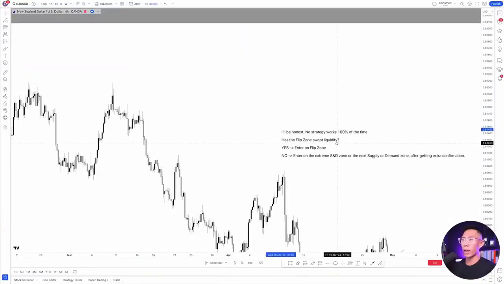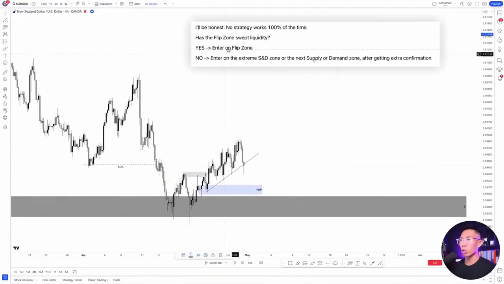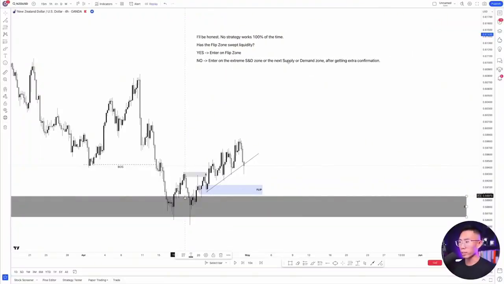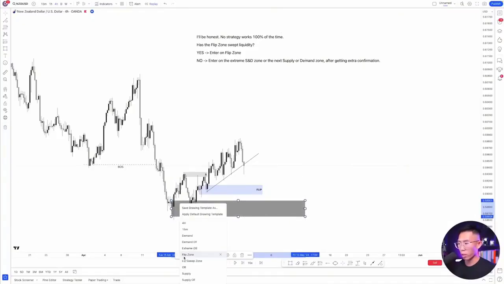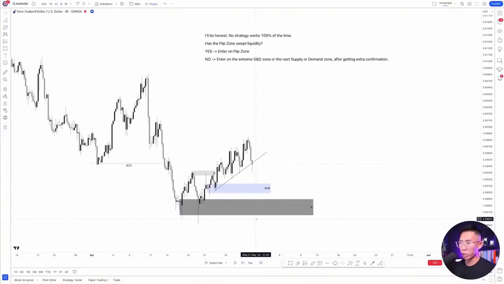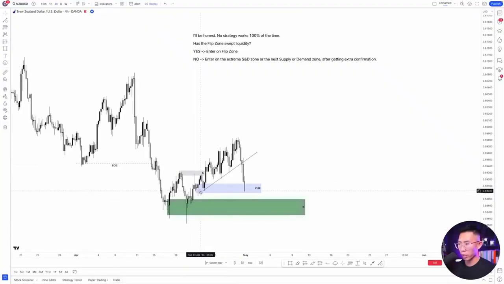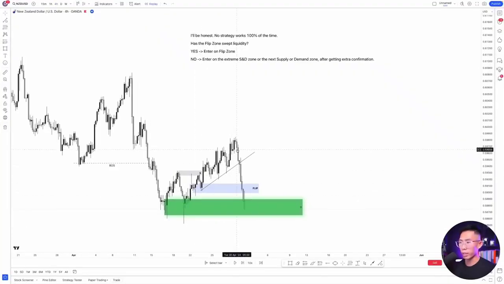So once again, if you look at the guide that I have right here, if it has not swept liquidity, you want to enter either on the extreme supply or demand zone or the next supply or demand zone. So in this scenario, this will be the extreme zone, the most extreme demand zone that we have right here. And right now, we could potentially expect price to sweep the liquidity first below all these lows. And when it does that, it's going to tap into this extreme demand zone, and only then can you potentially look for your buy setup somewhere within this demand zone.